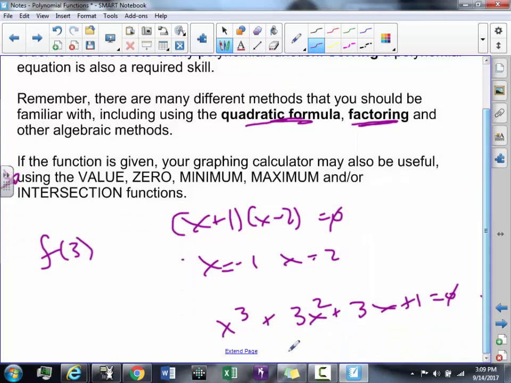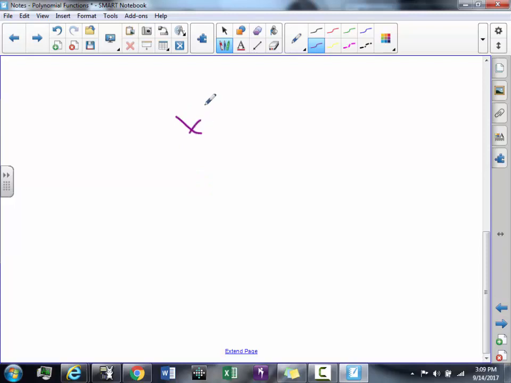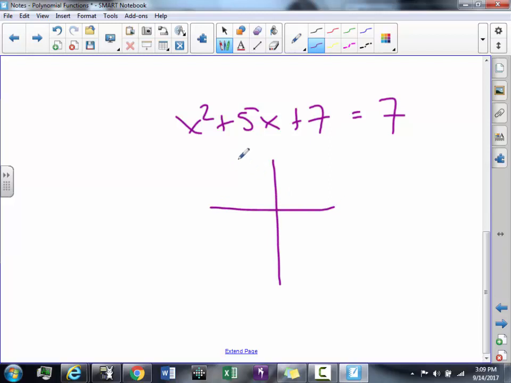If I gave you a function, I'm just going to write a random one, x squared plus 5x plus 7, and I want you to tell me where it's going to equal 7. Well, here's the quadratic, here's 7, this is going to tell you where those locations happen to be. So that's how intersect can be useful, to take two equations and find where they merge.